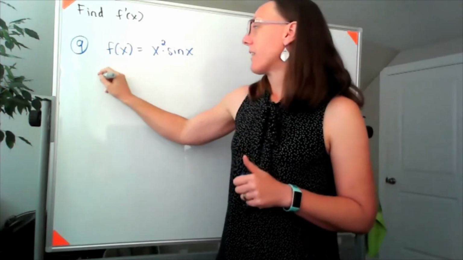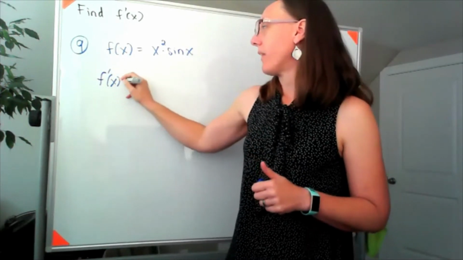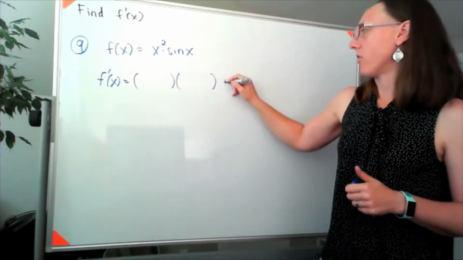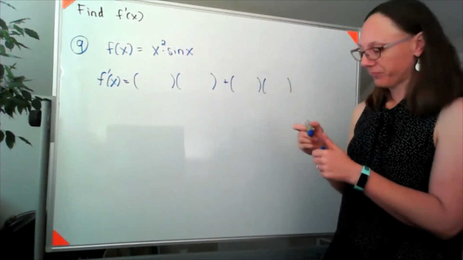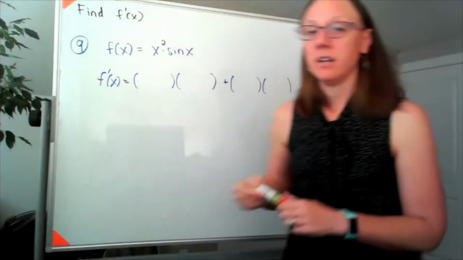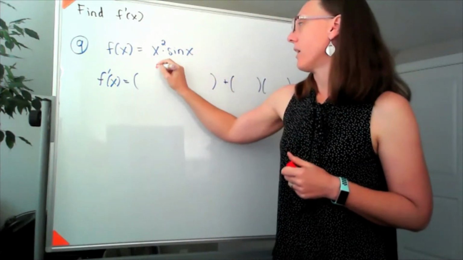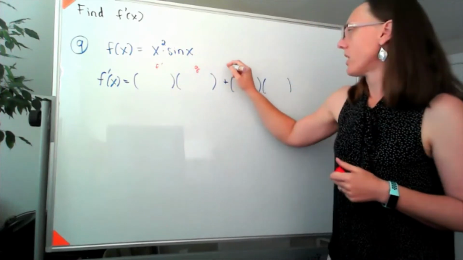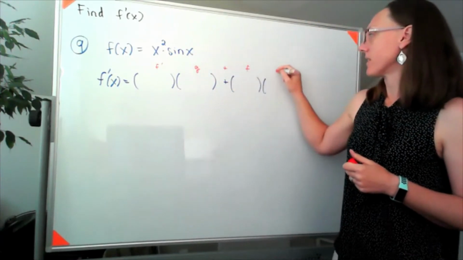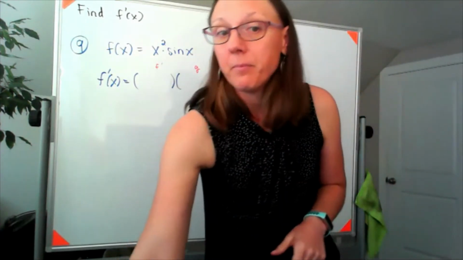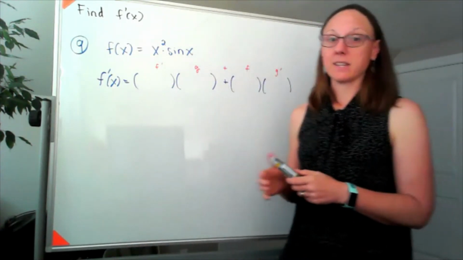So when I go to take the derivative, thinking about that product rule, I know I'm going to have all of my pieces. And for the product rule, this would look like f prime times g plus f times g prime. Now I'm going to plug in all of my pieces.